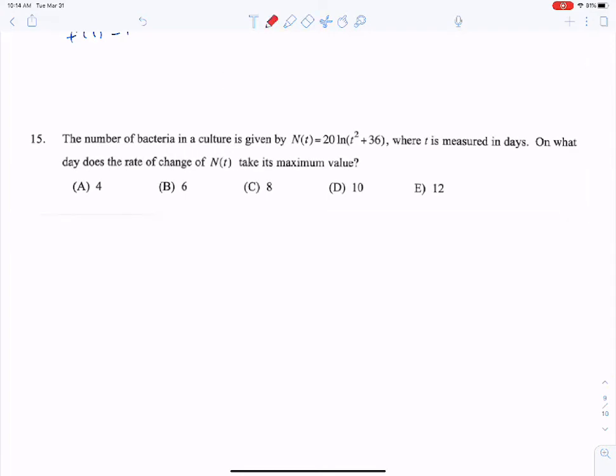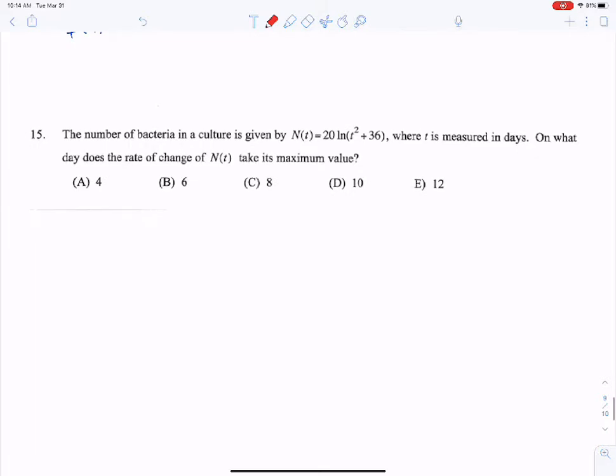Okay, what do we got here? Number 15. The number of bacteria in a culture is given by N of T, where T is measured in days. On what day does the rate of change take its maximum value? On what day does the rate of change of N of T take its maximum value? Okay, so first off, the language is a little bit weird on this, but let's make sure we're okay. So this right here represents a position function, because it represents the number of bacteria.